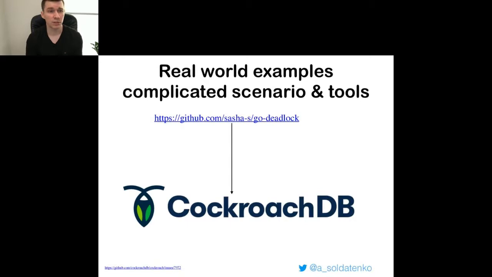CockroachDB uses this library to prevent complicated deadlocks. So the idea is you replace the standard mutex lock with this Go deadlock library, and it can help you find such cases in your real world production. So I highly recommend reviewing it, especially if you're working on heavily concurrent production code, like databases or whatever.